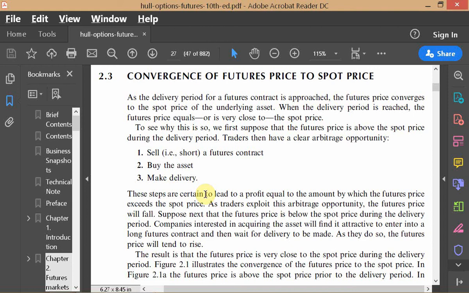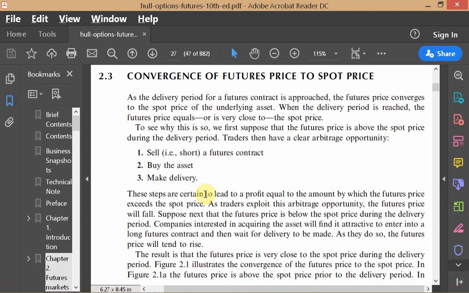Now there are two ways of achieving the same outcome. You can either buy the physical asset in the physical market, or you can buy the futures contract and wait to be delivered on the futures contract. So there's also an indirect way of getting hold of the physical asset. Remember what we studied when we studied synthetic positions for options.